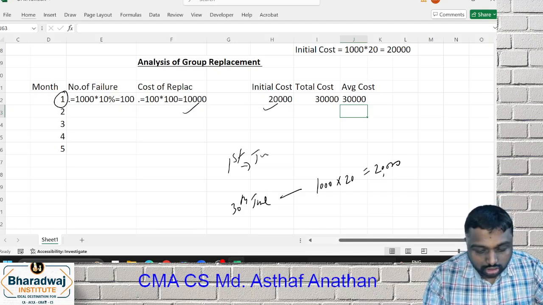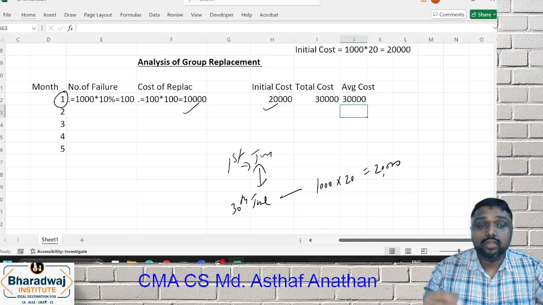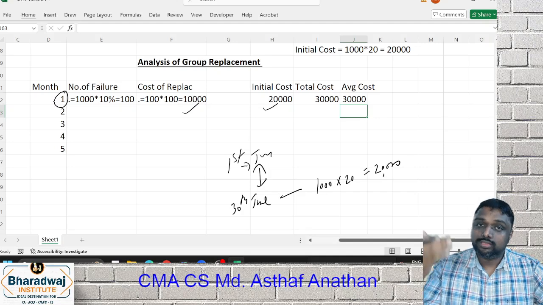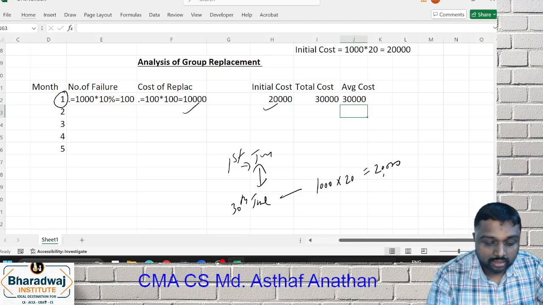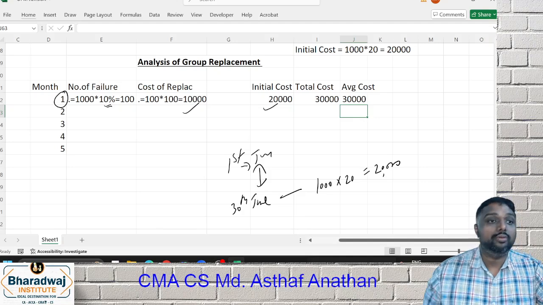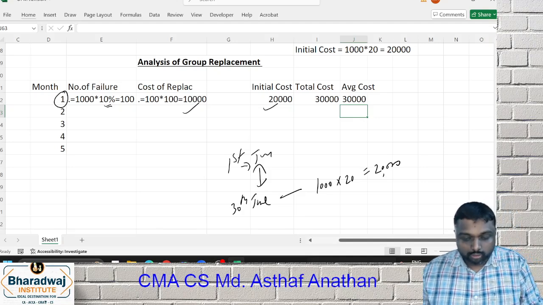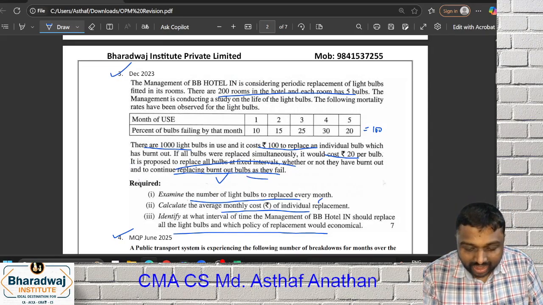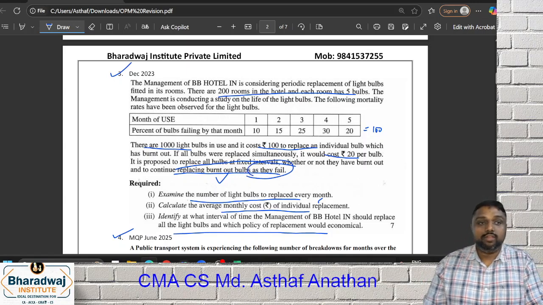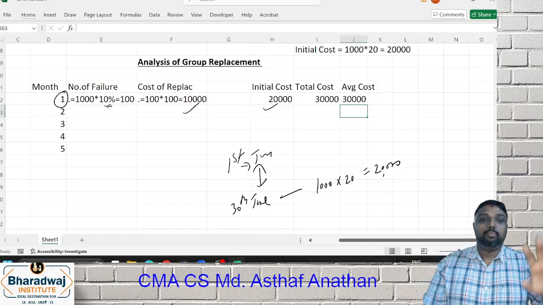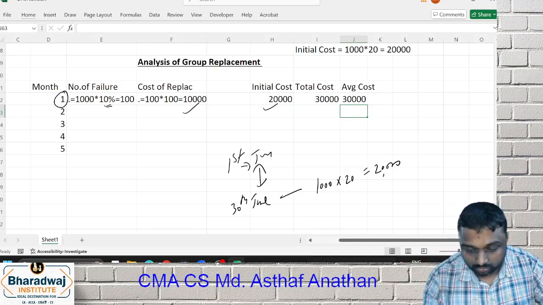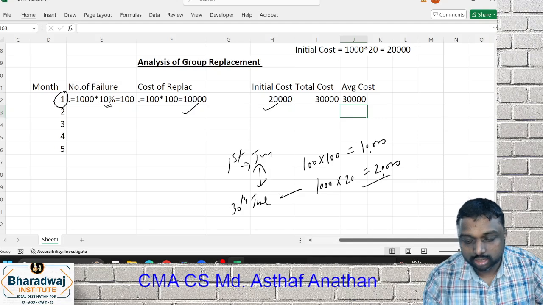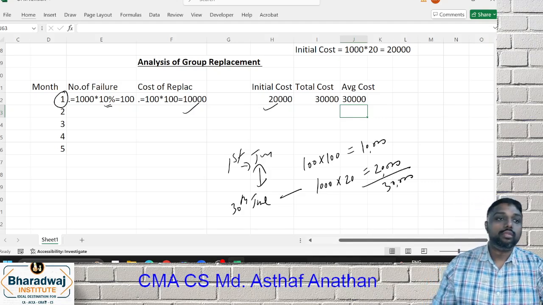Now between 1st June and 13th June, there will be a lot of failures. On 2nd June there will be a failure, on 3rd there will be a failure. What is a failure? That is 10% failure, 100 units. The question tells us that as and when they fail, we replace them. We won't wait up to 13th June. June 1st one failure, June 3rd one failure. That is 100 bulbs, for which you have to pay 100 each. So you will make 10,000. This is how you got 30,000.